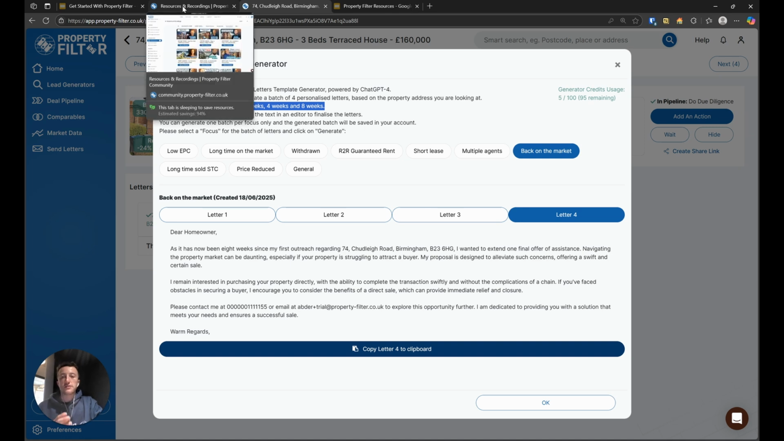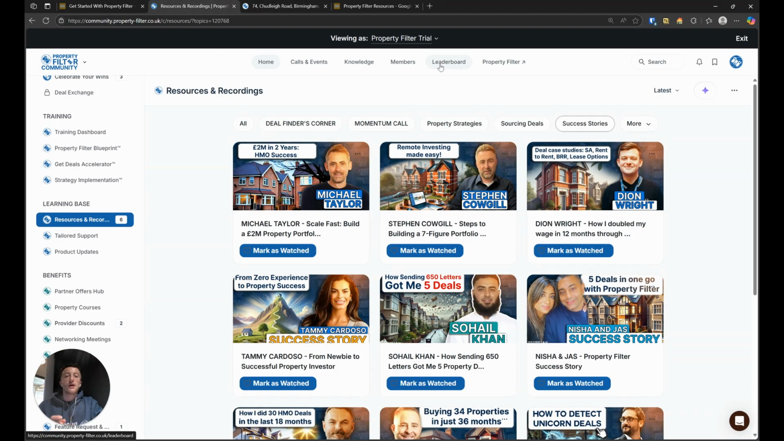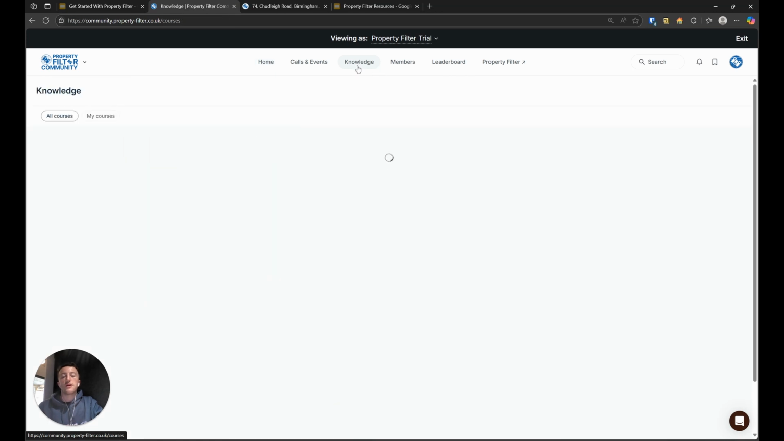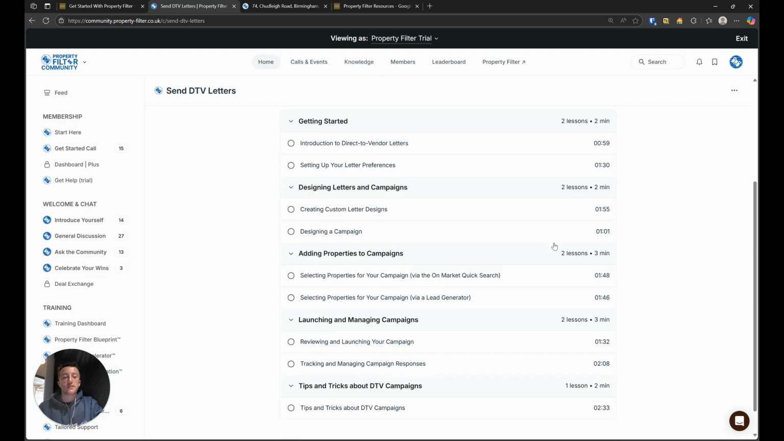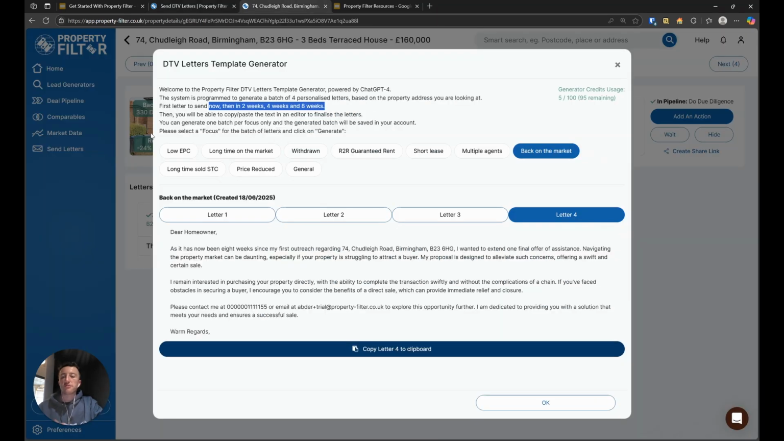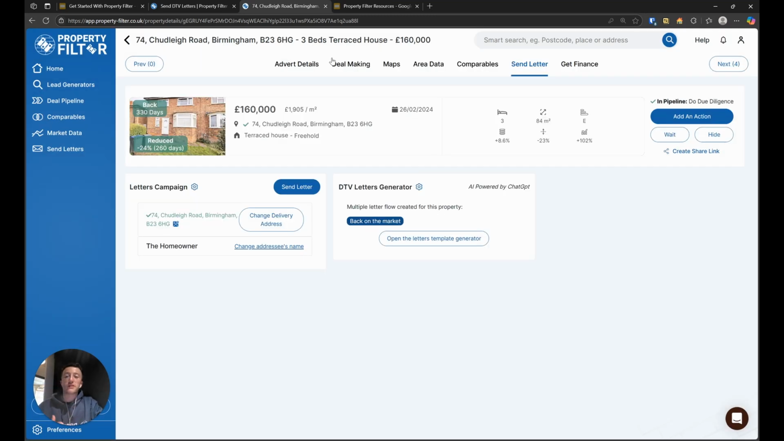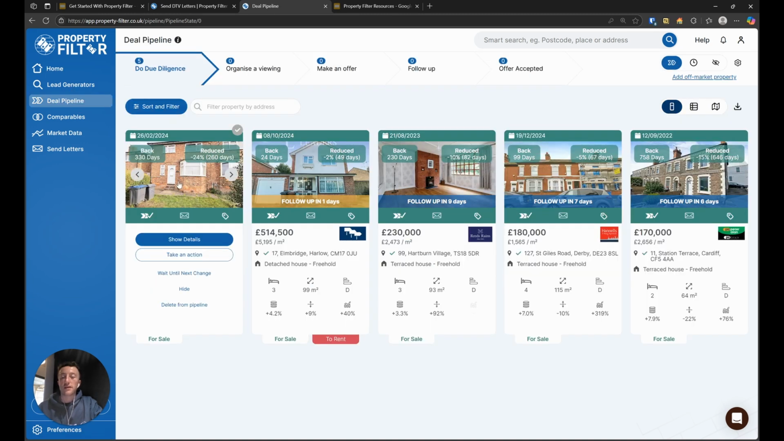I would certainly encourage you guys to consider sending letters. You can learn how to send letters within Property Filter if we go to the knowledge section just here, and then select send DTV letters. I believe it's 15 minutes in total. It's very straightforward. You create the campaign within Property Filter, and you can just forget about it. We've got an integration with Stamp, so the letters go out automatically depending on when you've suggested for them to be sent. So I would certainly suggest you take advantage of that as well.